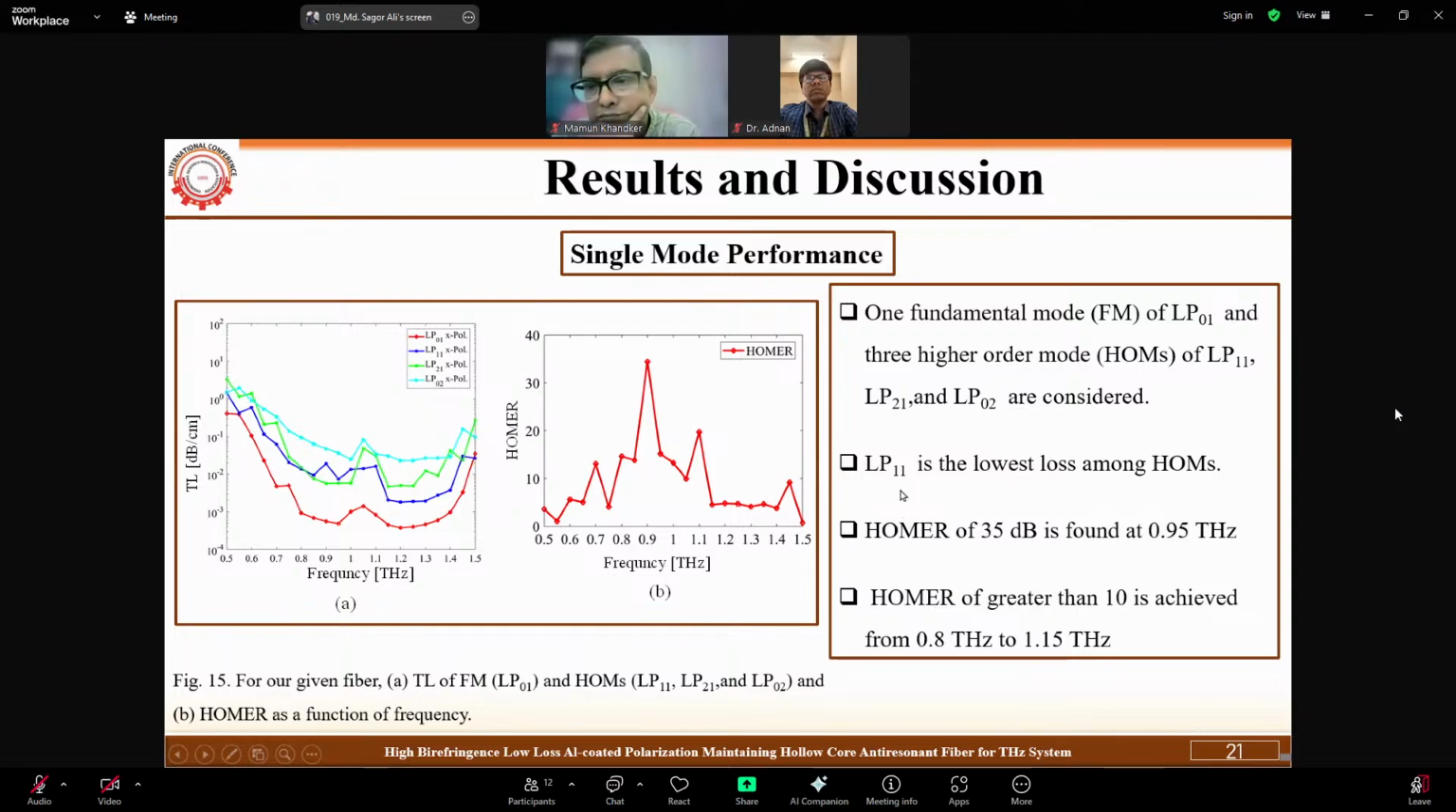LP11 has the lowest loss among the HOMs. HOMER of 35 dB is found at 0.35 terahertz. HOMER of greater than 10 is seen from 0.8 terahertz to 1.15 terahertz.